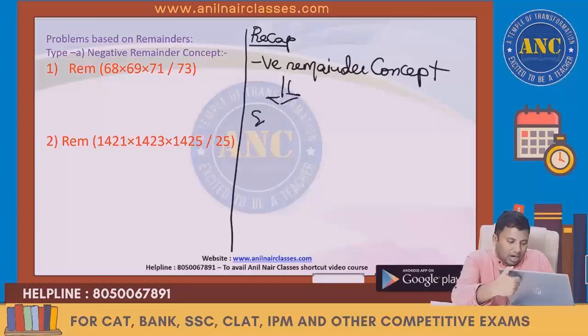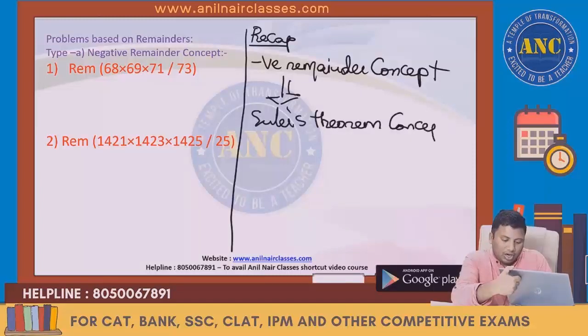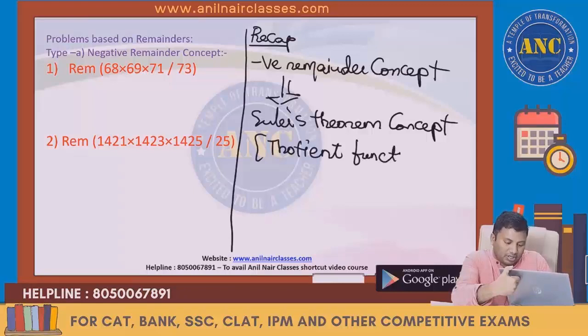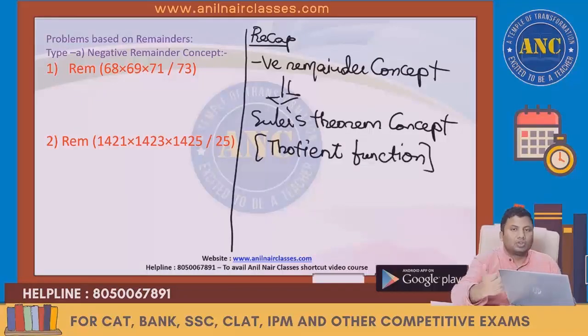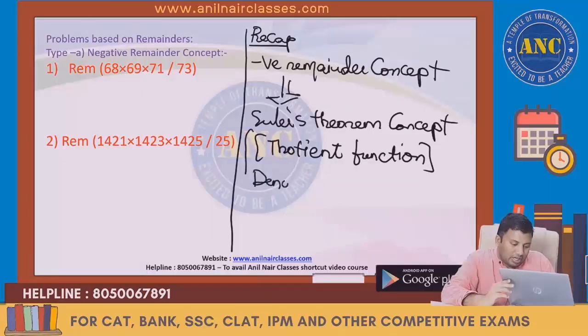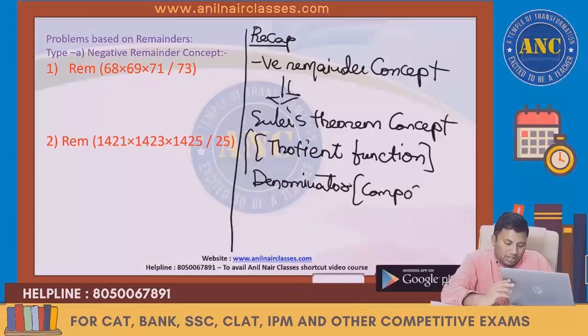Then we understood the drawback. Then we discussed the Euler theorem concept. In this Euler theorem concept, we discussed what a totient function is. Euler's theorem is used when the denominator is a composite number.